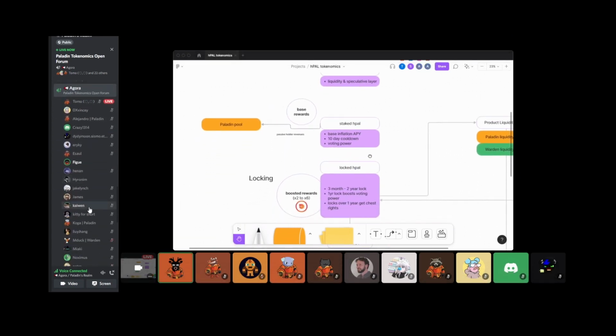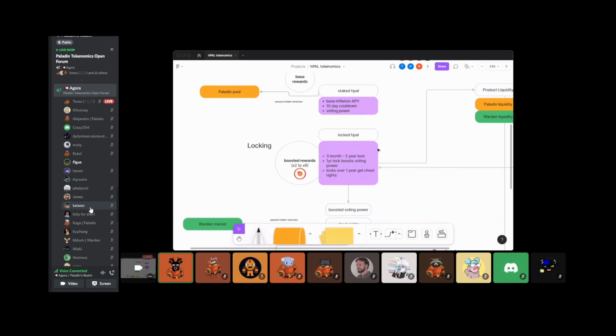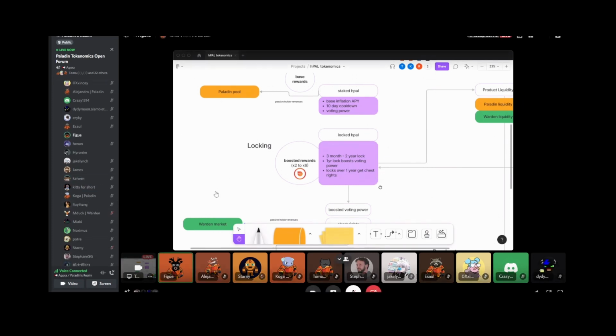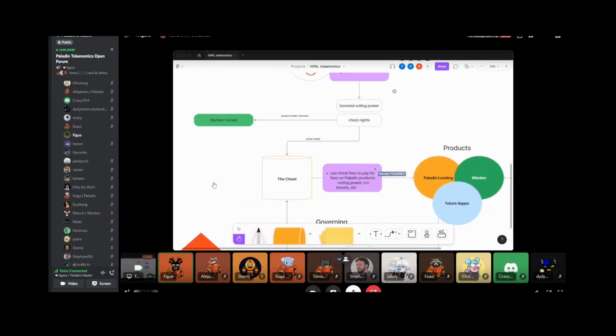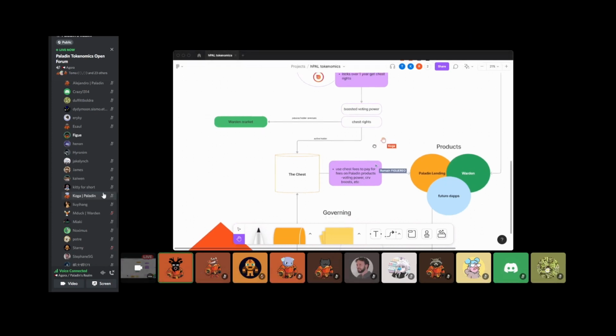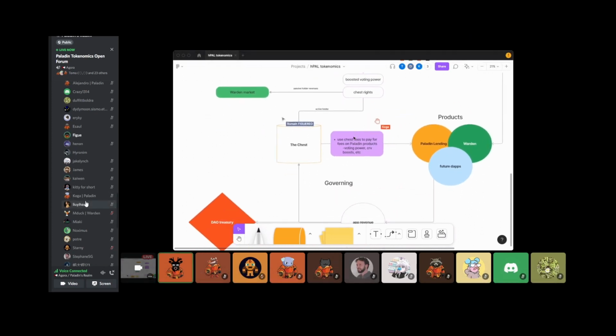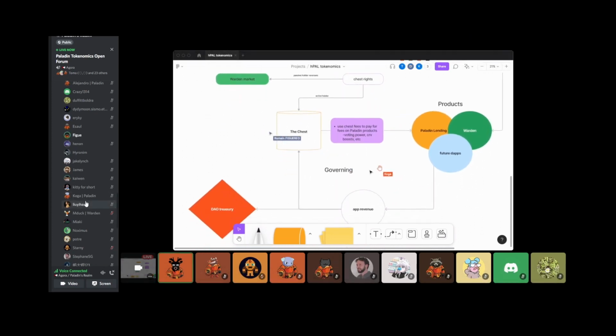The question today, and I think that's the biggest topic we should have, and I see a lot of little anonymous little hands, is about the chest. How do we create value for the stakeholders and for the protocol with the chest? So we just want to explain the basic version, and then we're going to take questions and try to basically jam around this idea.